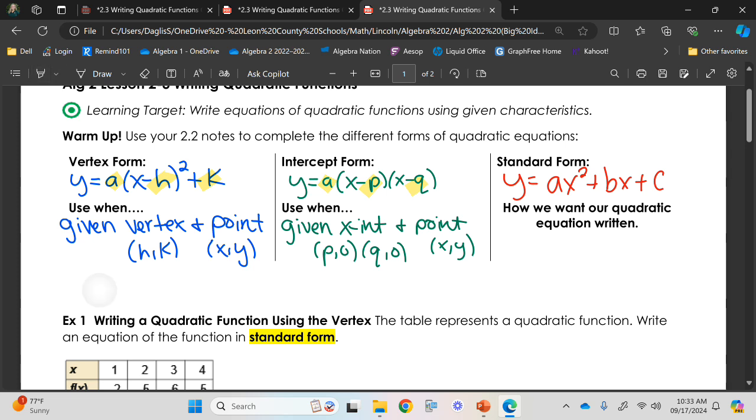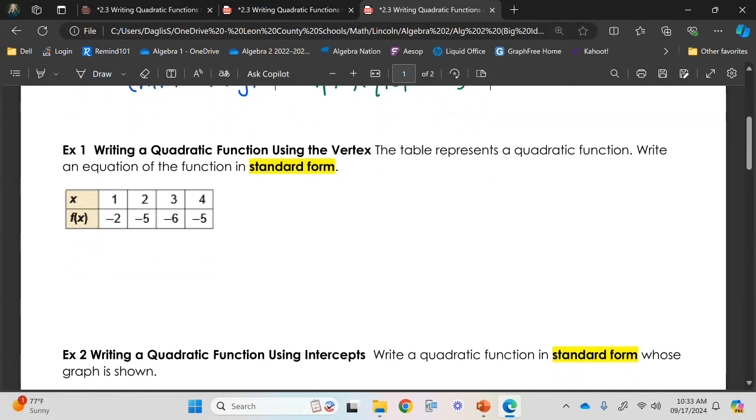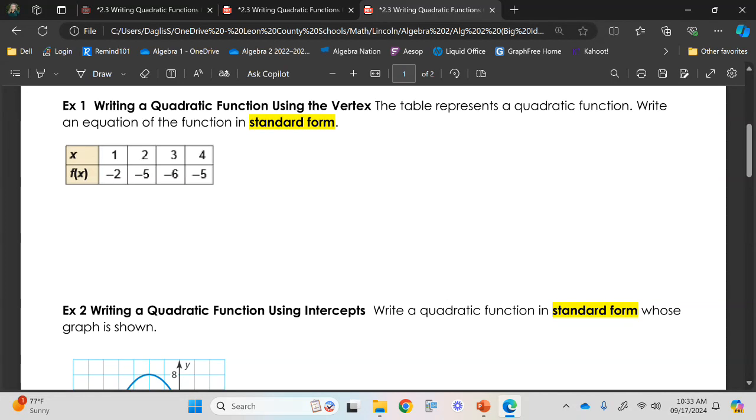All right, the first one we're going to start with, you're going to be given information in different ways, tables or graphs. So my first one is a table. It says it represents a quadratic and wants us to write the equation in standard form. But we can never jump to standard form. We always have to start with vertex or intercept first. With this one, what am I given in the table? Do I see x-intercepts or do you see a vertex?